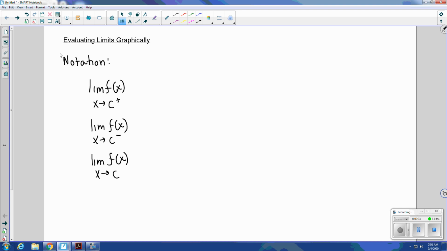So the first scenario, this first notation reads the limit of f of x as x approaches c, and then this little plus in the top indicates from the right. Okay, that plus is telling you that you need to approach that c value from the positive direction, which translates to from the right, moving left.